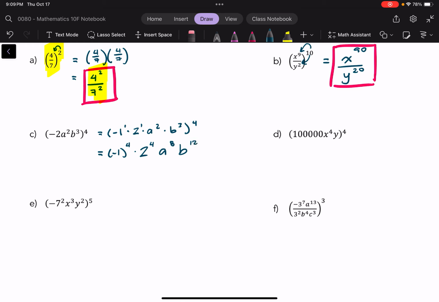Now, to simplify this fully, I've always expected to evaluate that -1 power. I know -1 to the power of 4 because 1 to the power of anything will be 1. But when I'm talking about negative, an even exponent will end up with a positive result. An odd exponent will end up with a negative result. So since I have an exponent of 4, I'm expecting this to end up being a positive. So my final answer looks like 2 to the power of 4, a to the power of 8, b to the power of 12.